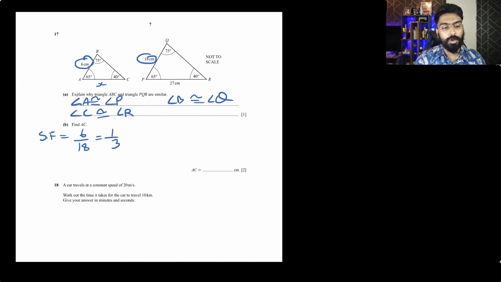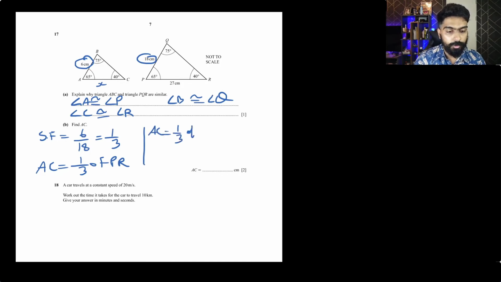So the value of AC will be 1/3 of the proportional side of the bigger triangle, right? So AC will be 1/3 of PR. So what do we have here? AC is equal to 1/3 of 27. Now we simplify, we have 9, right guys? Therefore AC is equal to 9 centimeter. All right guys, 9 centimeter.